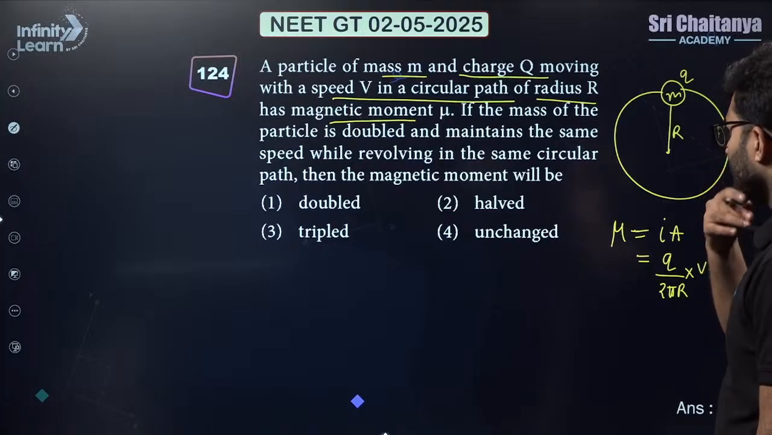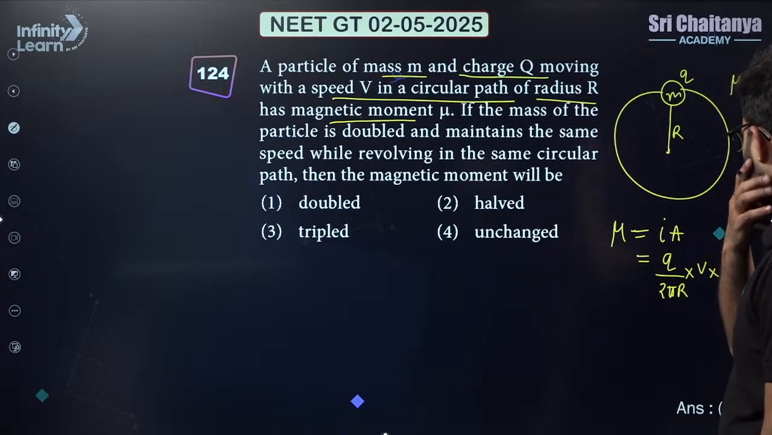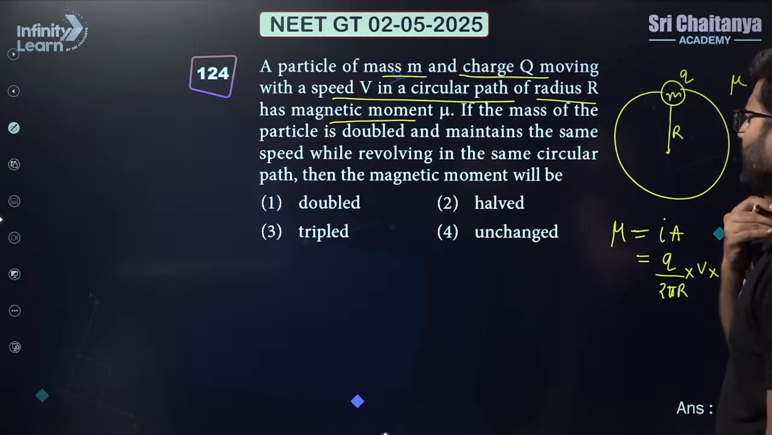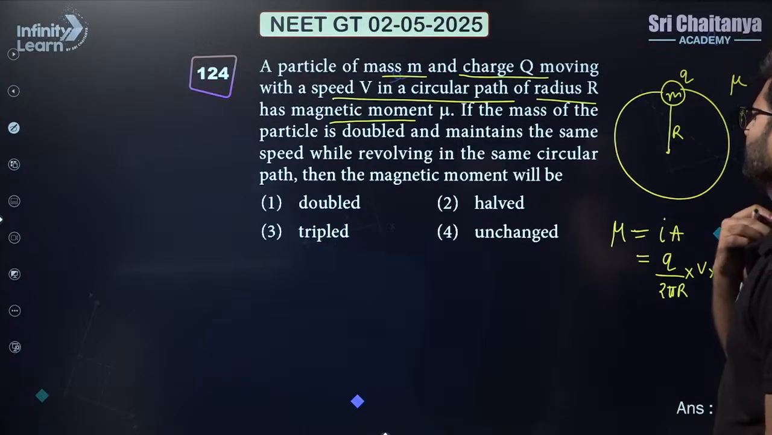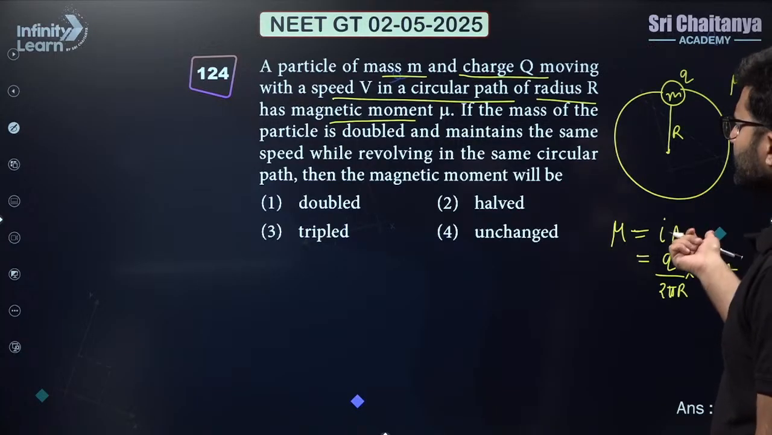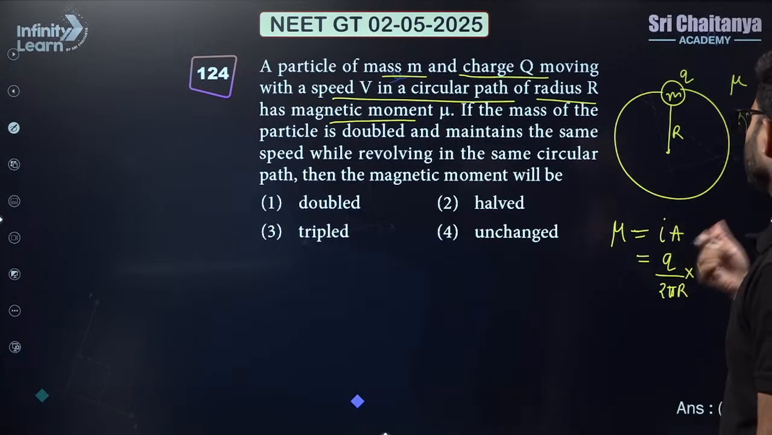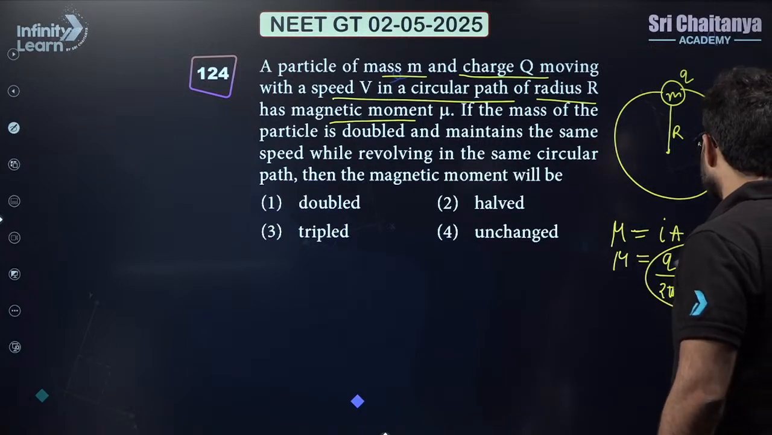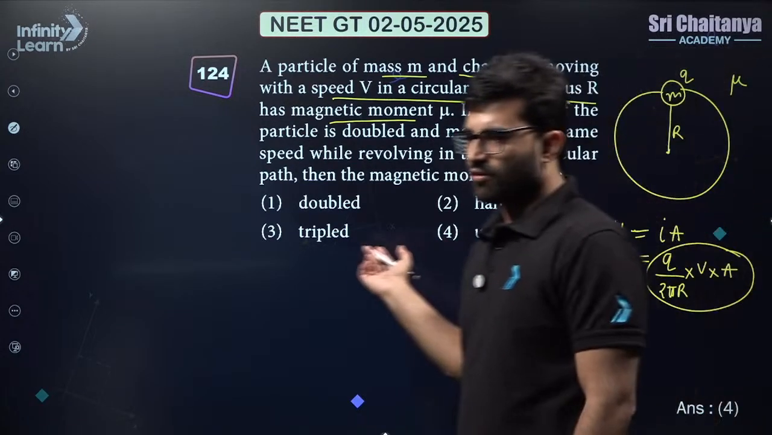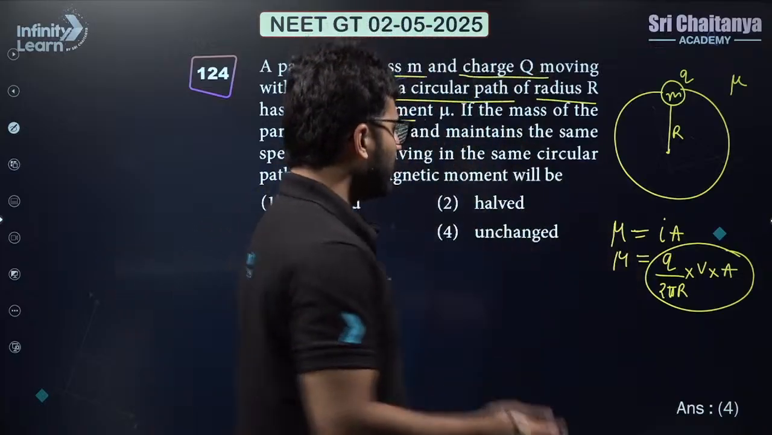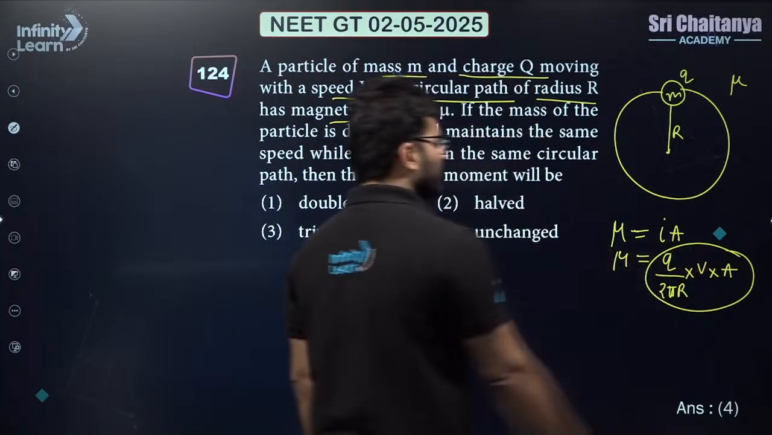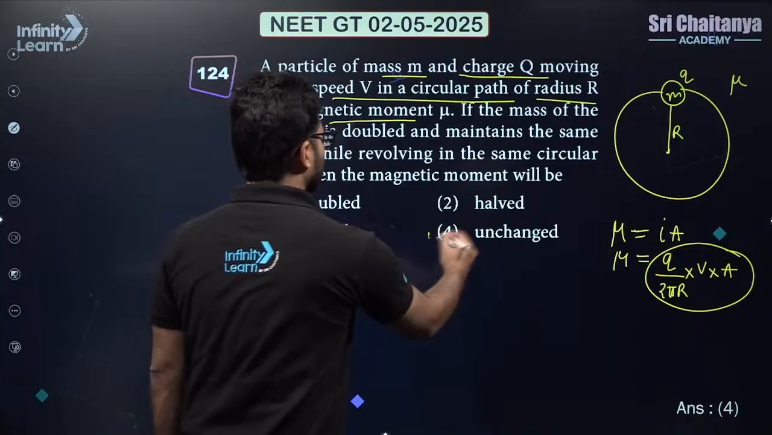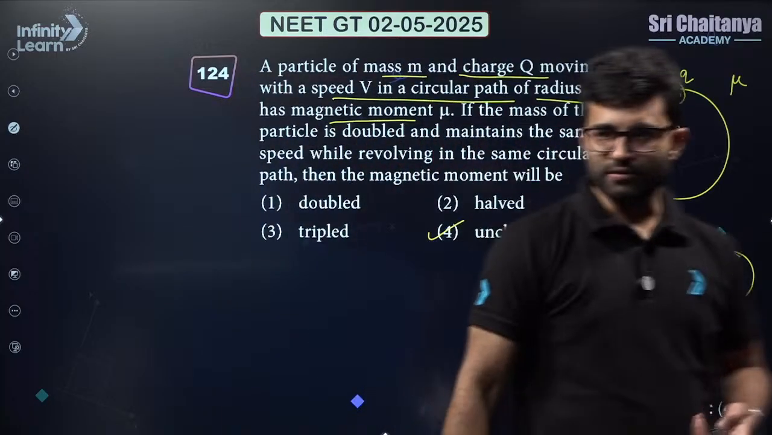Now what are they saying? They are saying that if the mass of the particle is doubled, and it maintains the same speed, so v is the same while revolving in the circle, then the magnetic moment will. So you can see that magnetic moment is not dependent on the mass. A is nothing but pi r square, so it is not dependent on the mass, so it will remain unchanged, right? Because it is not depending on the mass. Clear?